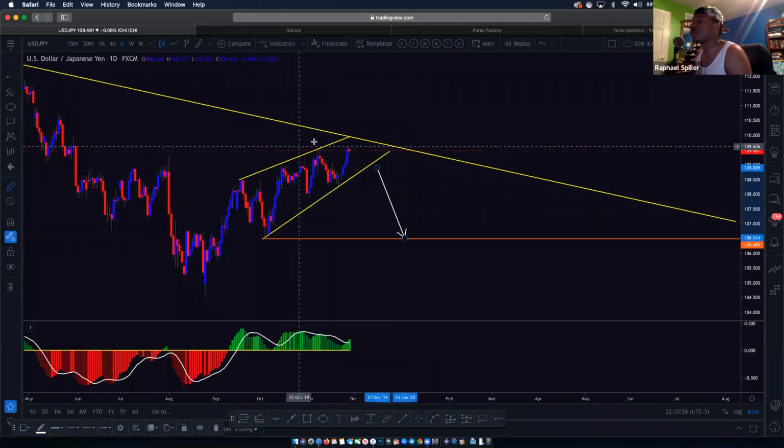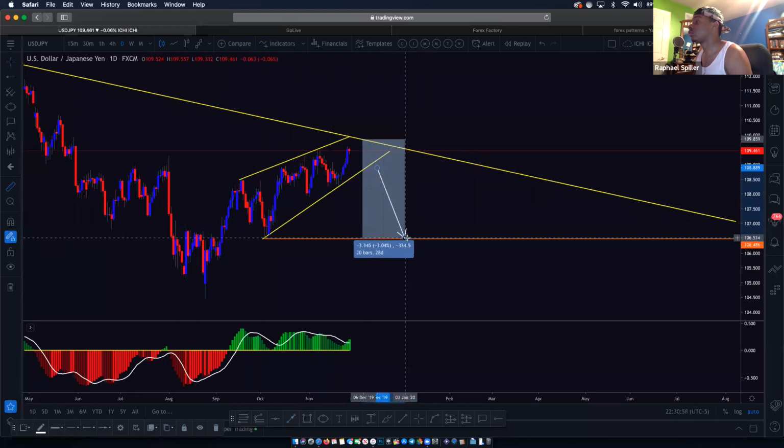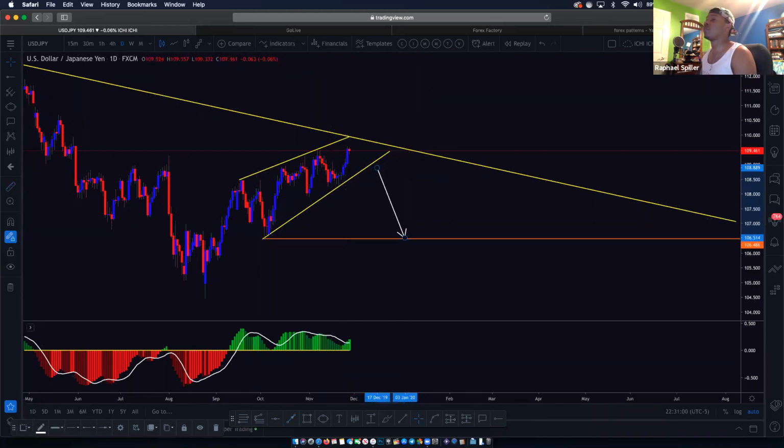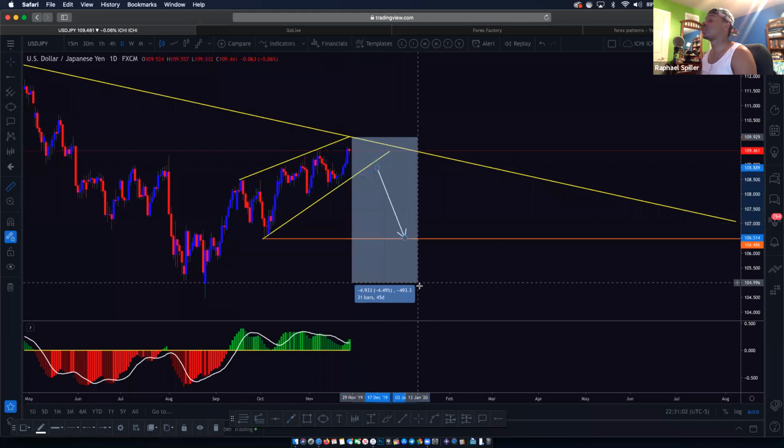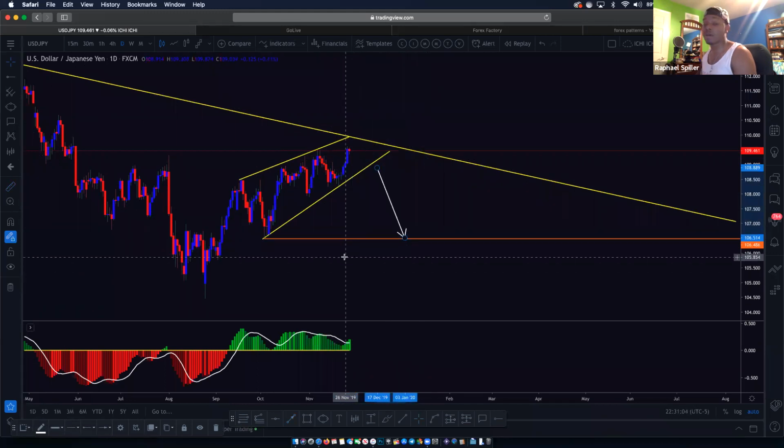How many pips is this? A 338 pip move. And we could potentially get this whole down move right here. So about 500 pips. I'm definitely looking at that. All right.